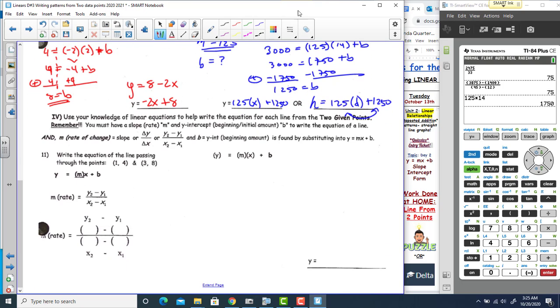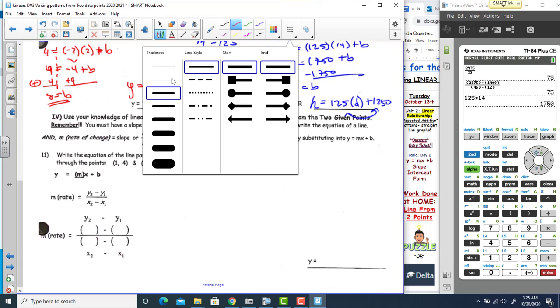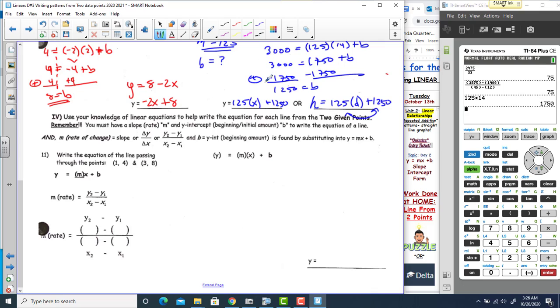That brings us to today's content, and the main objective of today is to be able to write those same linear patterns we just saw above without being given the rate of change, the slope. So we're going to use our knowledge of linear equations to help write equations for each line from the two given points. And I need you to remember that you're going to have the slope or rate of change m, as well as the y-intercept or beginning amount b.